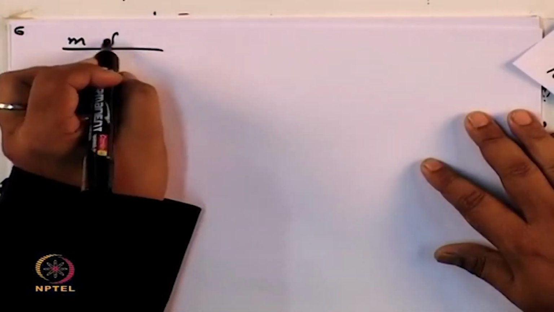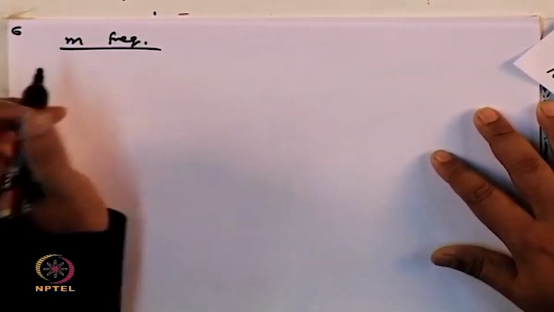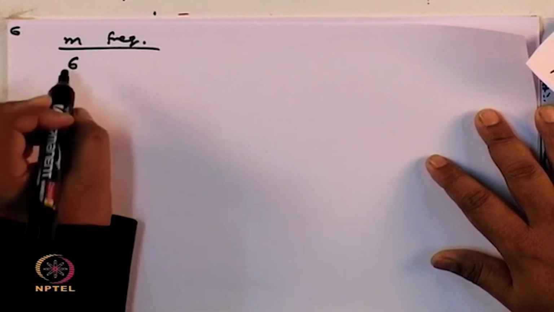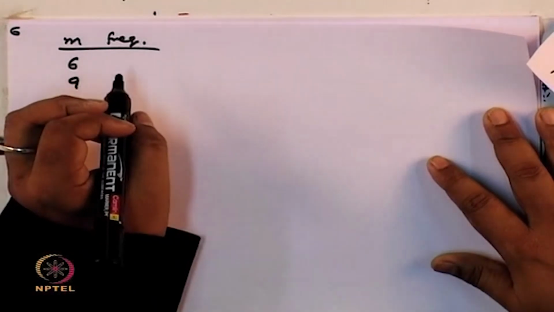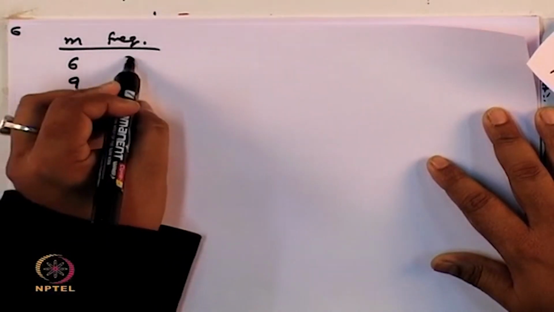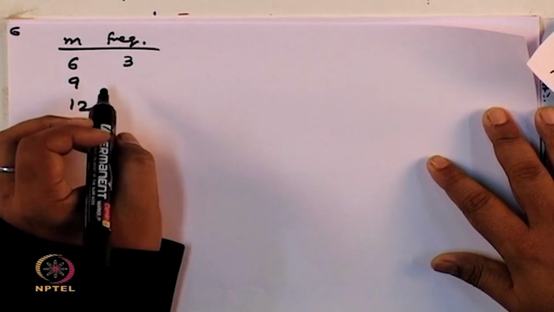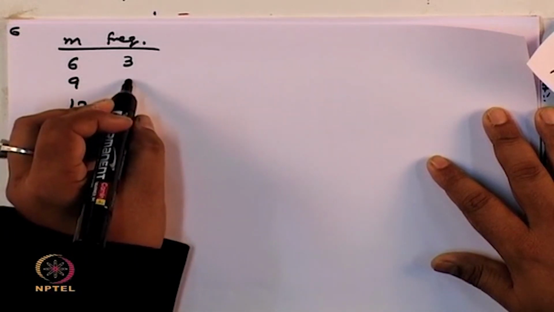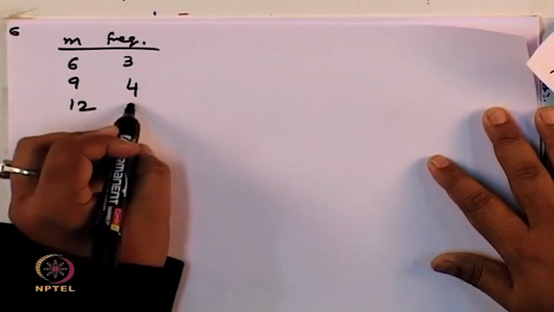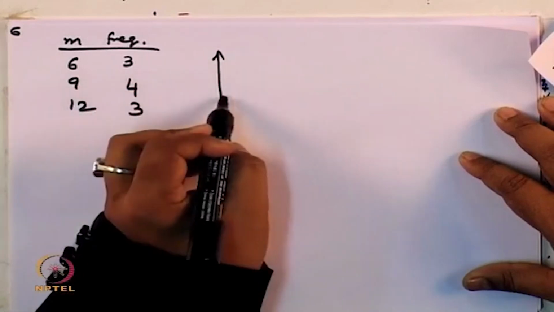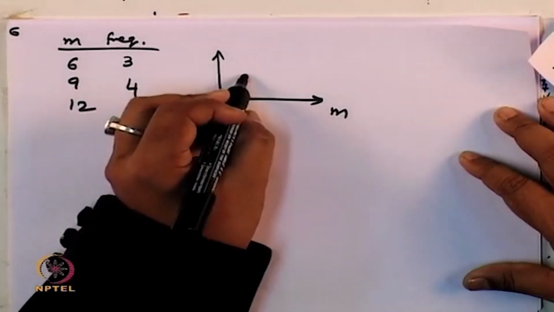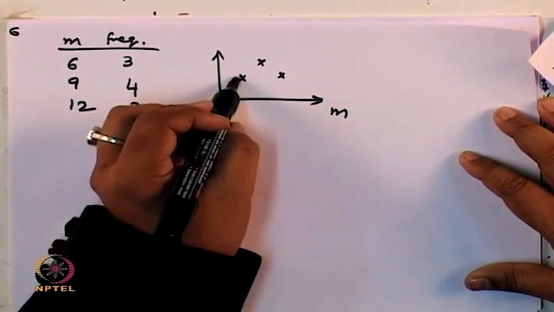Similarly, you can do the same thing for the median. Okay. So, for median M, you have obtained values of 6, 9 and 12. 6 has been obtained 3 times, 9 has been obtained 4 times, and 12 has been obtained 3 times. Okay. So, what you see? Your median will have these 3 values.